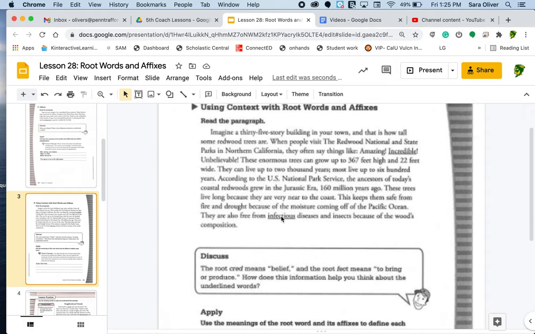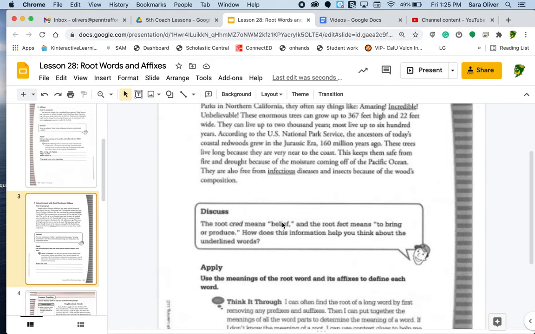According to the U.S. National Park Service, the ancestors of today's coastal redwoods grew in the Jurassic era 160 million years ago. These trees live long because they are very near to the coast. This keeps them safe from fire and drought because of the moisture coming off the Pacific Ocean. They are also free from infectious diseases and insects because of the wood's composition.